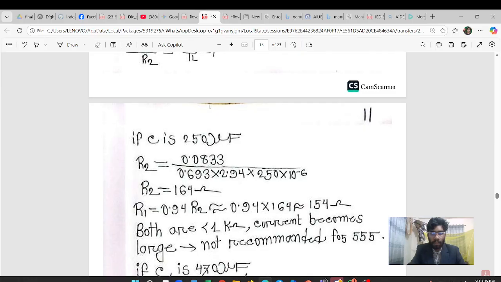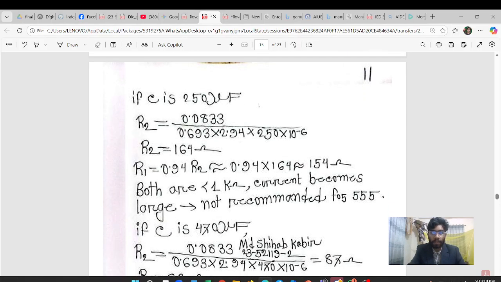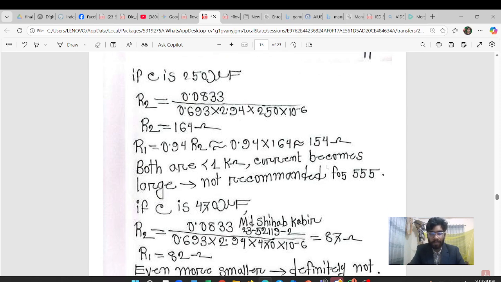Here they gave three different capacitors. First of all, I checked 15 microfarad. According to the above equation, R2 equals 164 ohm, R1 is 154 ohm, and both are less than 1 kilo ohm.